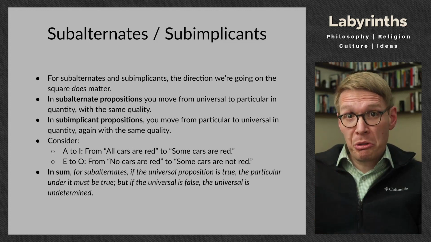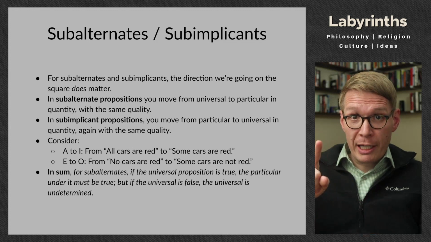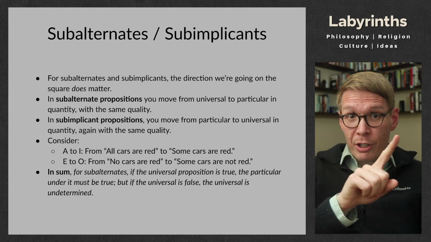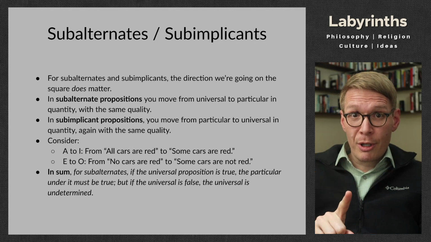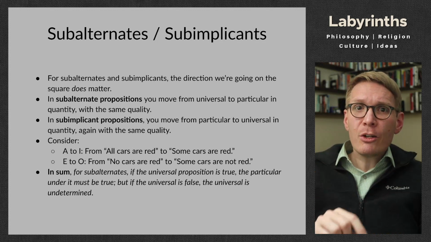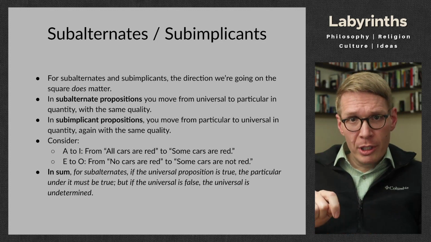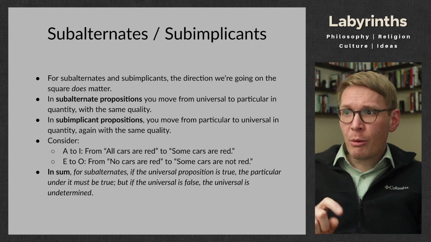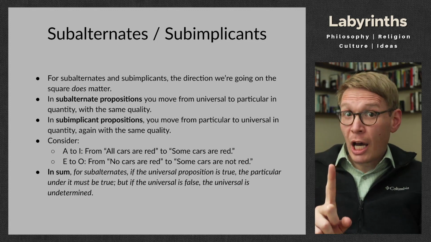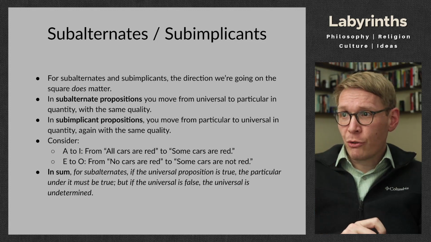For these two, subalternates and subimplicates, the direction we're going in the square actually does matter, right? For contradiction, you could go down or up the diagonal. For subcontrary, you could go to the left or to the right, and for contrary, you could go from the left to the right, either way. Here, not the case. Subalternate always goes down in direction, and subimplicate always goes up in direction on the square, as we'll see in just a moment.